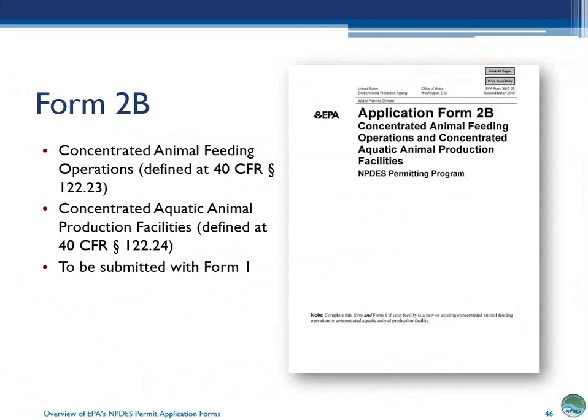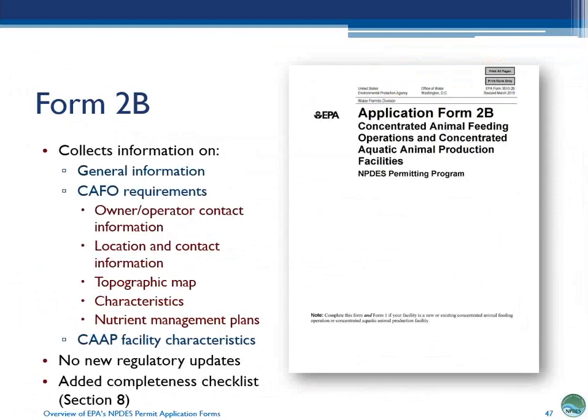Form 2B must be completed by concentrated animal feeding operations, or CAFOs, and concentrated aquatic animal production, or CAP facilities. Applicants submitting Form 2B must also complete and submit Form 1. The first section of Form 2B includes 2 questions to distinguish whether the applicant is a CAFO or CAP facility and if they are an existing or proposed facility.